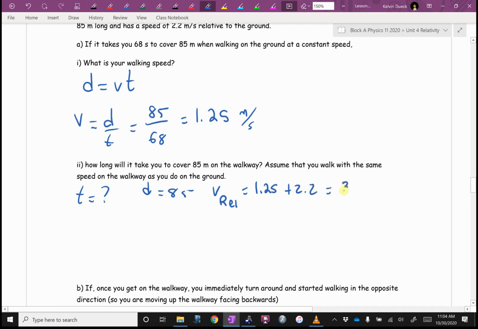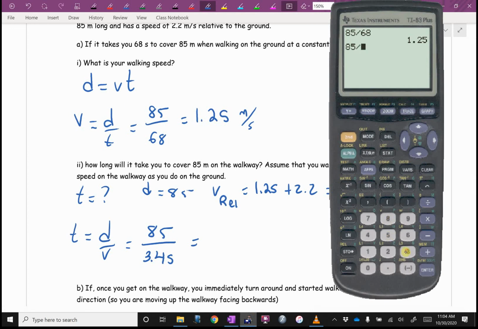I'll try doing this in my head. I think relative to the ground is 3.45 meters per second. What equation? You know what? I looked at this one right up here and I said, I'll just imagine the VREL sitting there, get the t by itself. Now, if you wanted to write d equals v rel t, go ahead. But yeah, I think it's going to be t equals d over v. It's going to be 85, and I get 24.6.